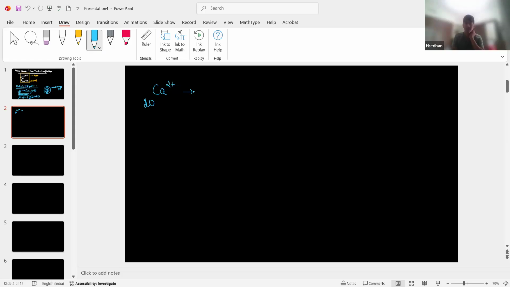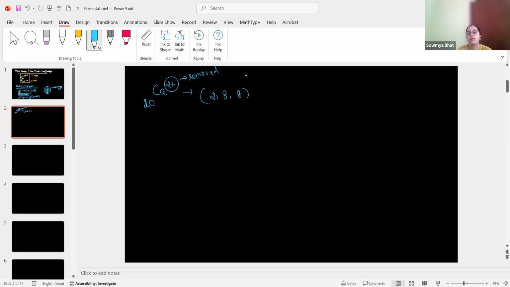Does it depend on the charge? No, if it is 2+, meaning what? It has two more electrons. Added or removed? Removed. Plus 2 in the sense it's removed. Two removed, so it has 18 electrons. Then how do you write it? So it's 2, 8, and 8. Correct.